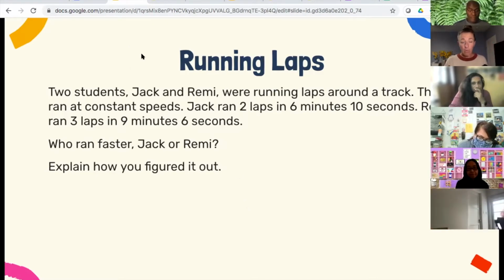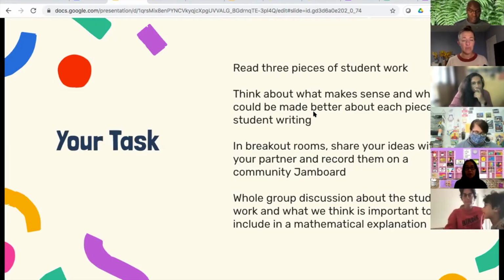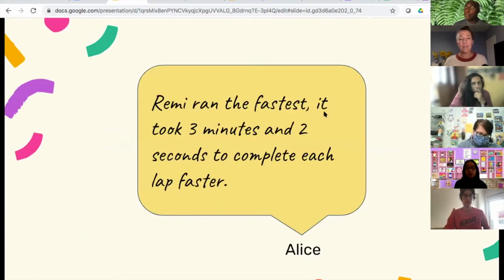There is not only one way to convince somebody that Remy is the faster runner. You have a lot of flexibility here. You can use this information. It was proposed that we find a unit rate, but that's not the only way that you can use to solve it. So I'd like to just remind us, thank you, Jessica, of our structure here. So you're going to be reading 3 pieces of student work, and you're going to be wondering what is clear and correct about each piece of student work. And then you're also going to be thinking about, if I were to give this student some feedback around how to make their explanation more clear, what kind of feedback would I give them? So here's our first piece of student work. This comes from Alice.